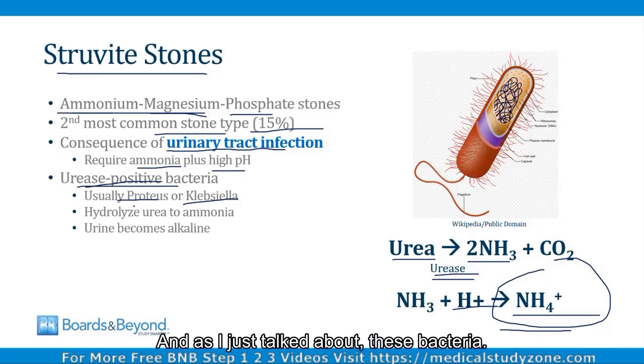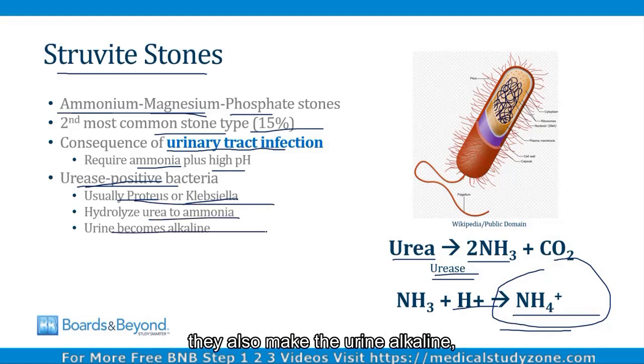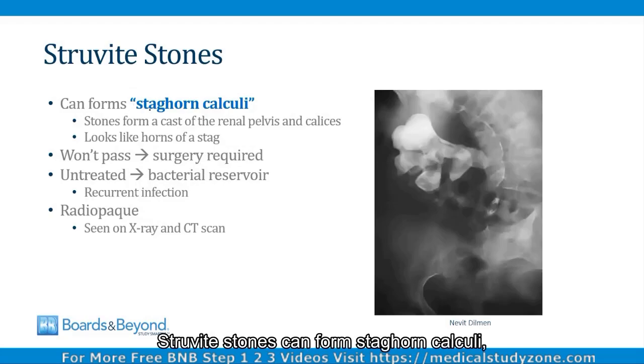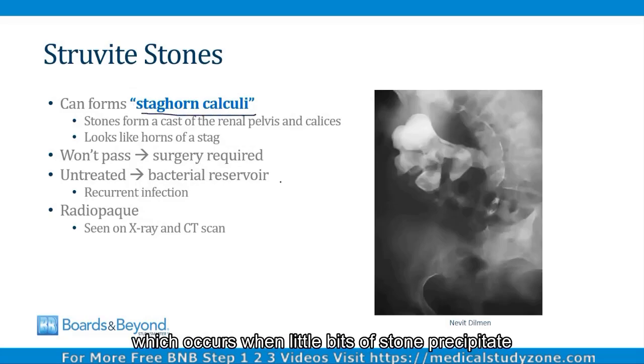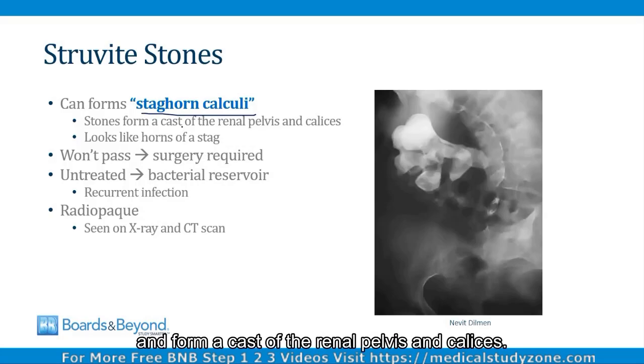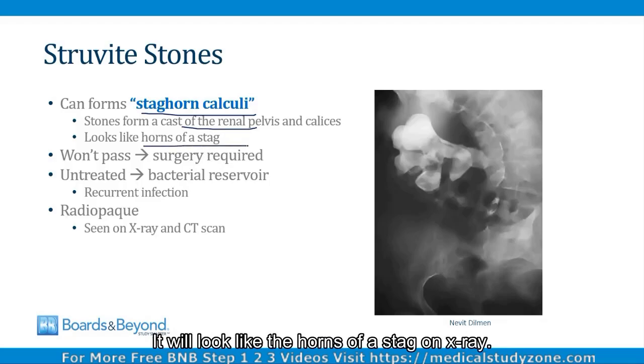And as I just talked about, these bacteria, Proteus and Klebsiella, are urease positive. They hydrolyze urea to ammonia. They also make the urine alkaline, and this is a setup for struvite stones. Struvite stones can form staghorn calculi, which occurs when little bits of stone precipitate and form a cast of the renal pelvis and calyces. It will look like the horns of a stag on X-ray.